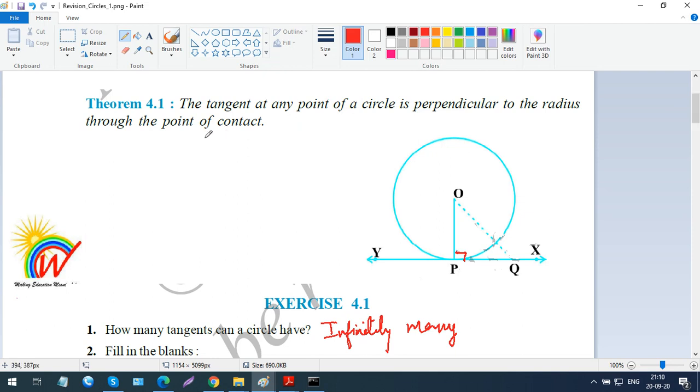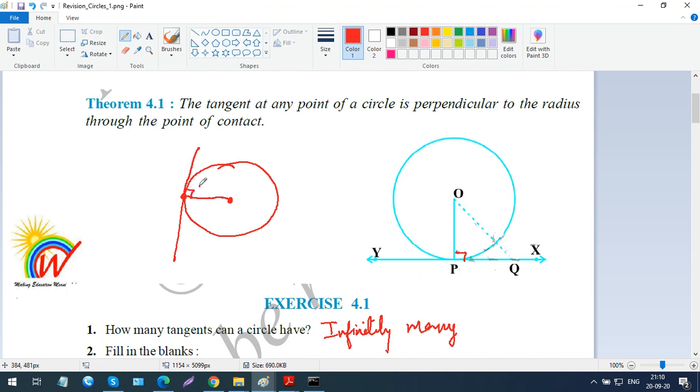The tangent at any point of a circle is perpendicular to the radius through the point of contact. Let's say I draw a circle, and I'm drawing a tangent anywhere, let's say over here. This is the center, right? If I draw a radius joining this center and the point of contact, this will always be 90 degrees.